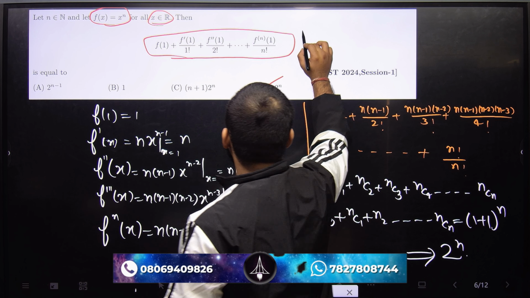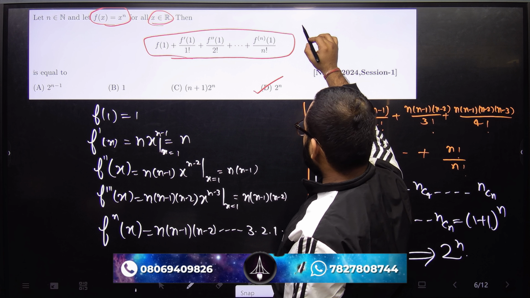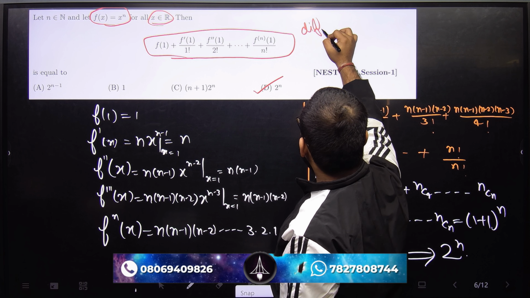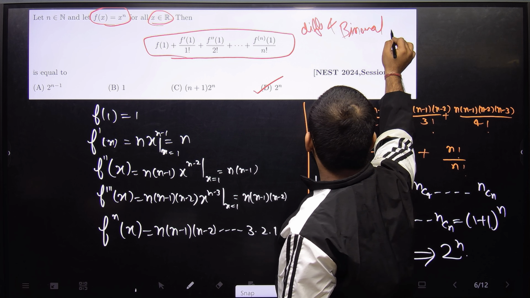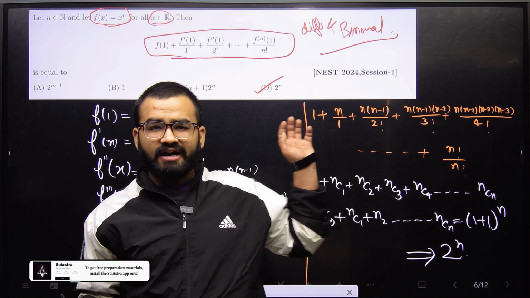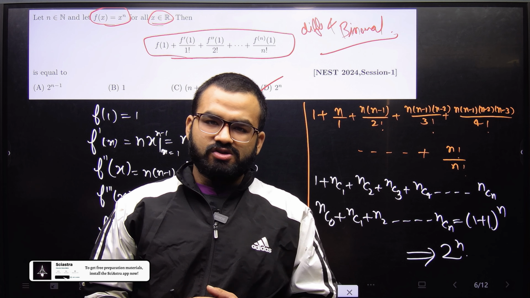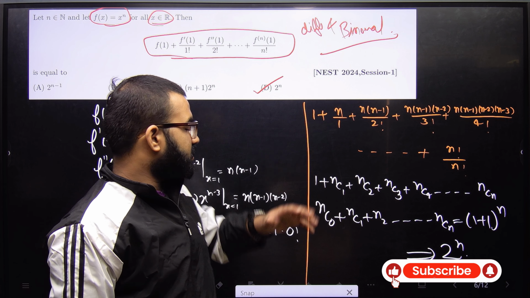So that is a mixed question of differentiation and binomial theorem. That is a very fantastic question, a very good question that occurred in 2024 this year. So the answer of this question is option D.